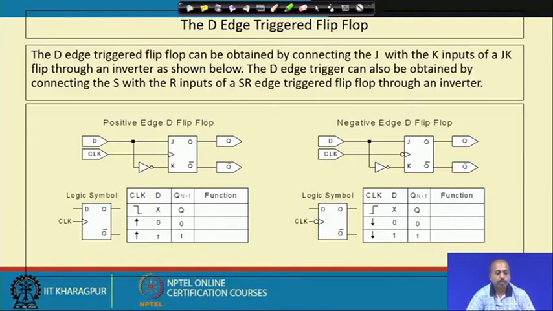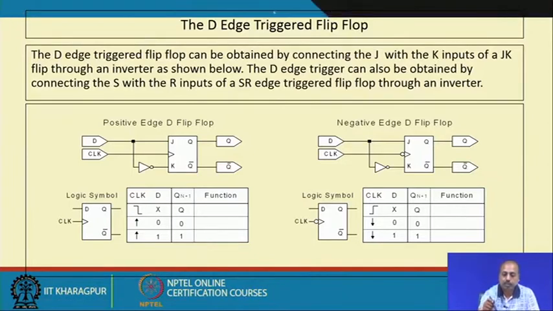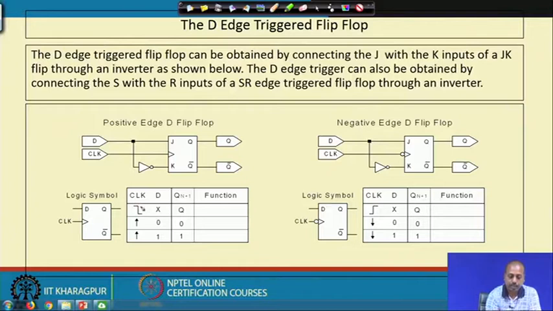It can also be obtained by connecting the S and R inputs through an inverter, and the behavior is whatever we have said so far: as long as the clock signal is high or low, or it makes a high to low transition, the Q value does not change. So we write it as Q n plus 1, to mean what will happen at the n plus 1th time instant, if we are currently at the nth time instant, that is Q n.